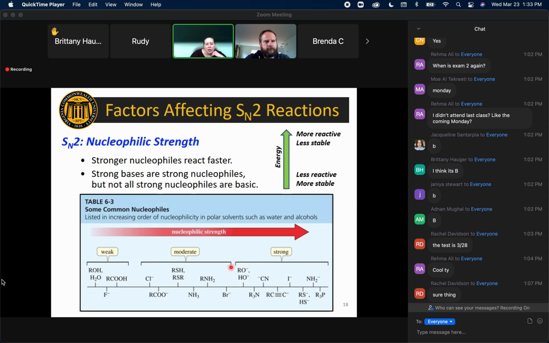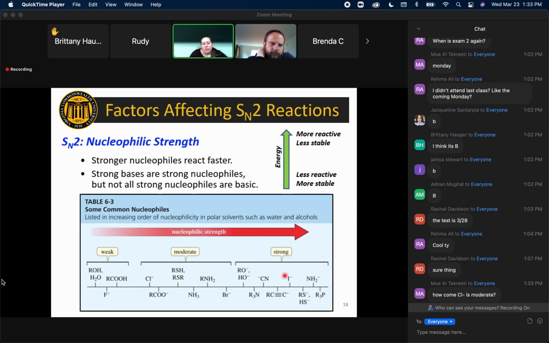If we compare OR minus with ORH, so if we compare an alcohol, ROH, with the deprotonated alcohol, we know that the deprotonated alcohol will be more reactive because it is less stable, because it is a negatively charged species as compared to a neutral species. So RO minus, just like HO minus, those are going to be better nucleophiles than their neutral counterparts. So we can see the trends that we just talked about being borne out in this chart.